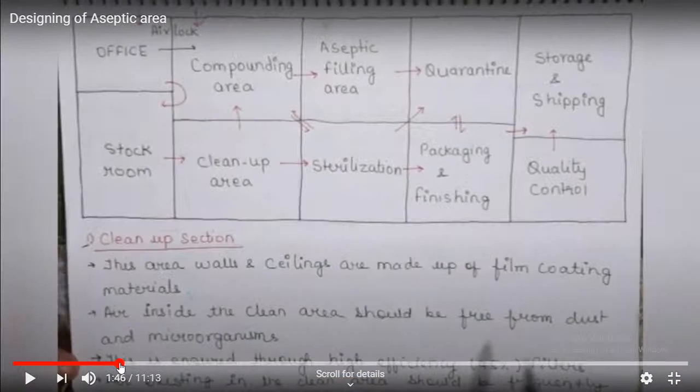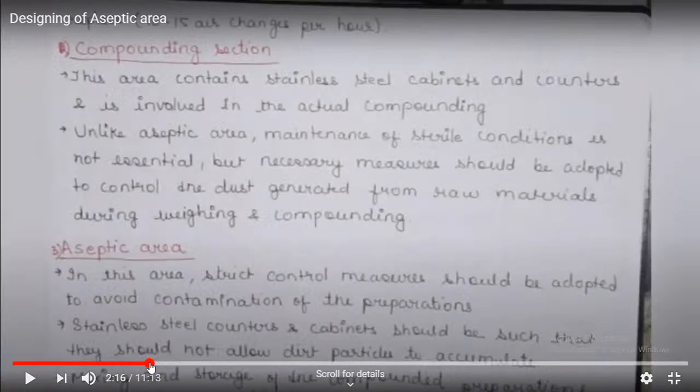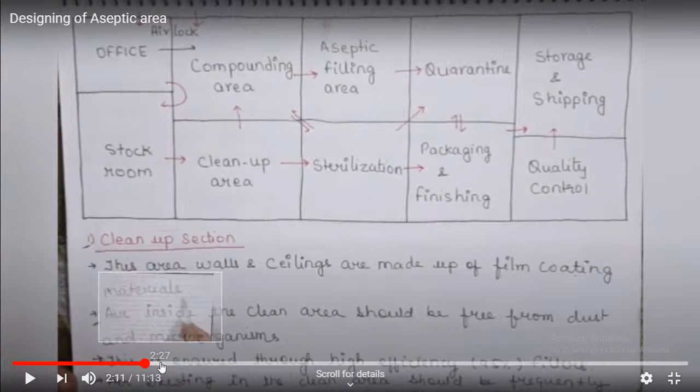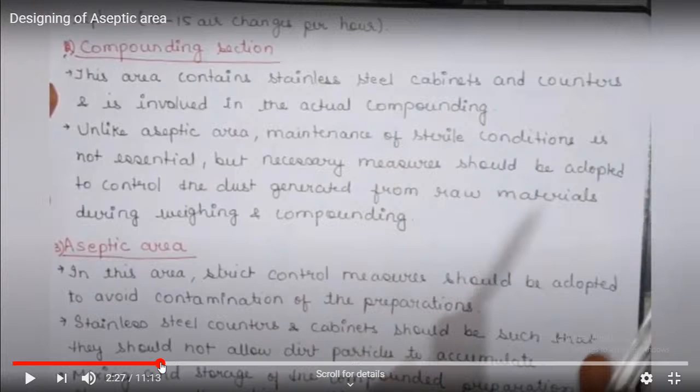So see how the cleanup section is. The cleanup section has walls and ceilings with a film coating material. Also, inside the cleanup area it should be free from dust and microorganisms. Then they have high efficiency material. Also the cleanup area consists of an exhaust fan.